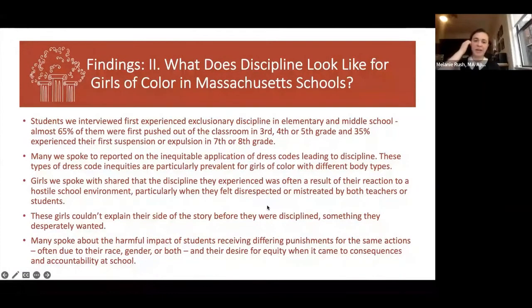Thank you so much, Mariah. And I'll also just say there was one other point in here that I think is really important, which is that a lot of the inciting incidents that led to discipline for the girls we spoke to weren't behavior on their own that led to discipline.